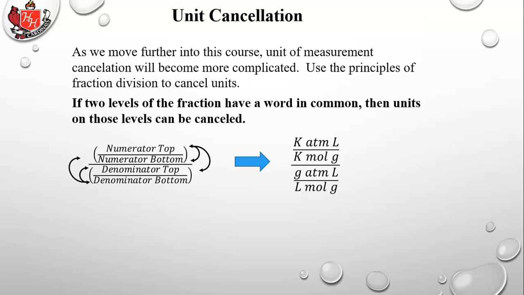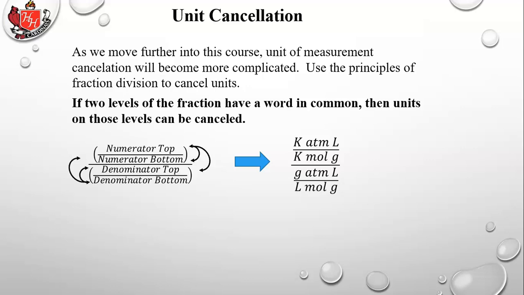So on the numerator top, you have Kelvin for temperature, atmosphere for pressure, and liters for volume. On the numerator bottom, you have Kelvin again, you have moles, and you have grams. Then you go to the denominator fraction, and you have grams, atmospheres, and liters. And on the denominator bottom, you have liters, moles, and grams. So how would we cancel those units following these rules?